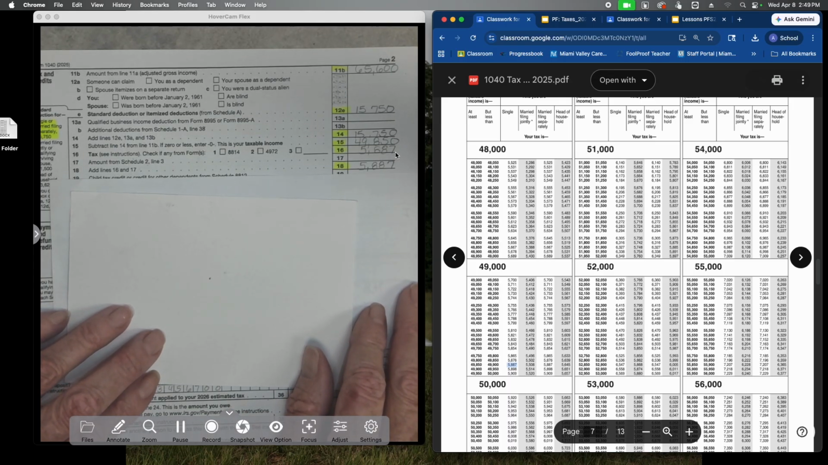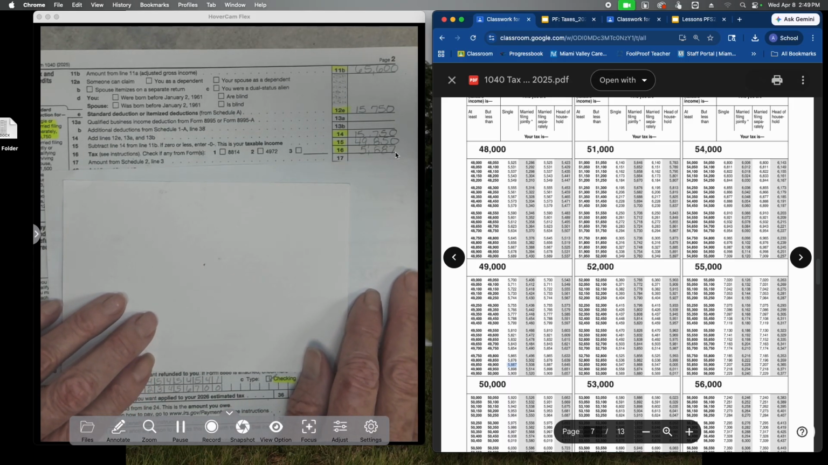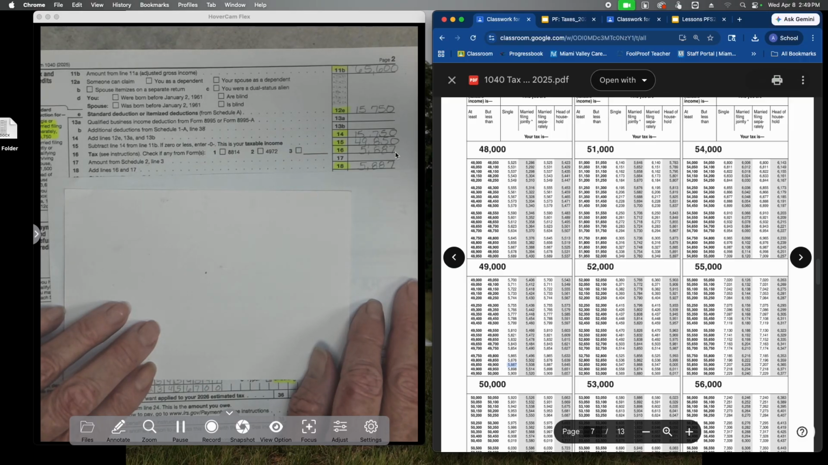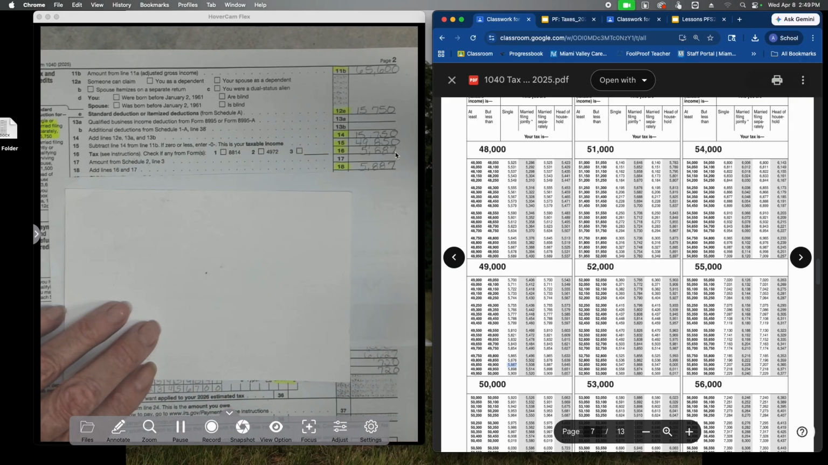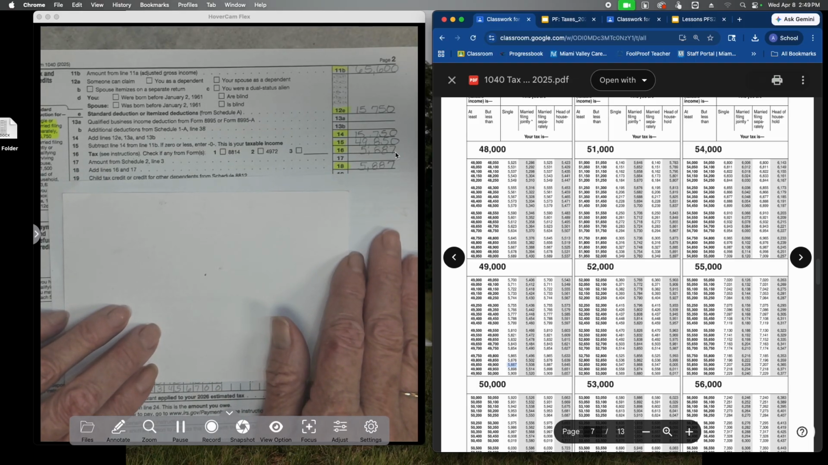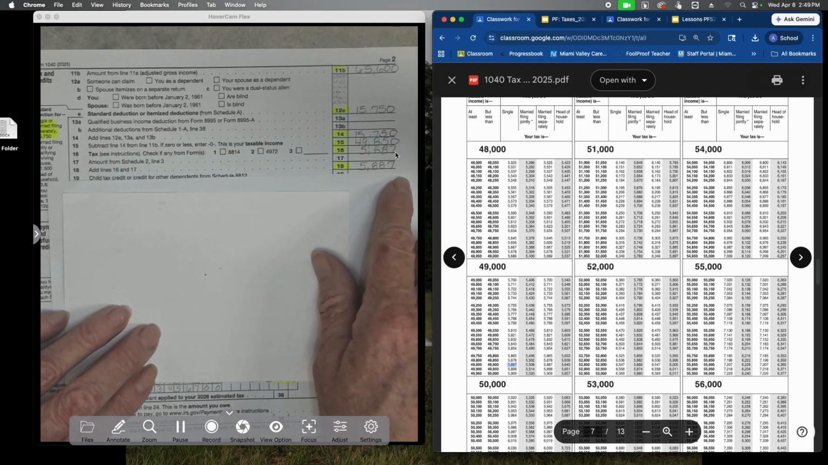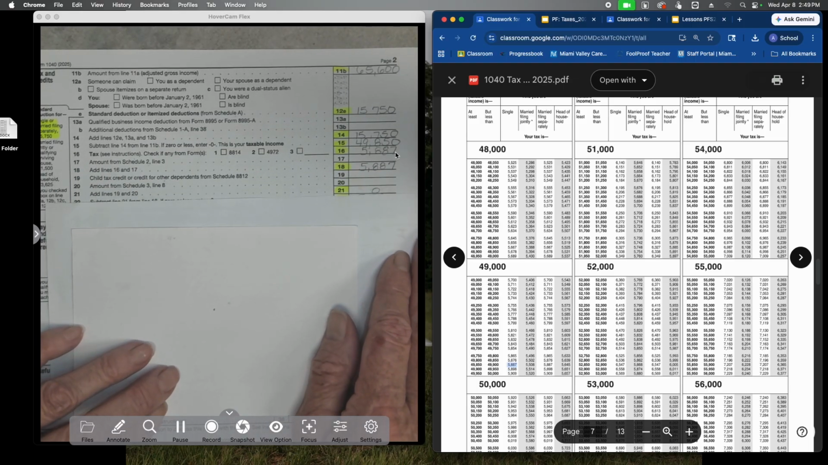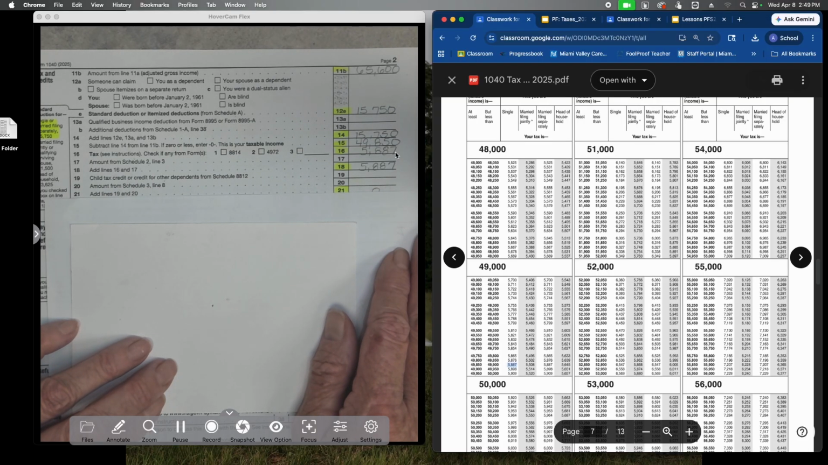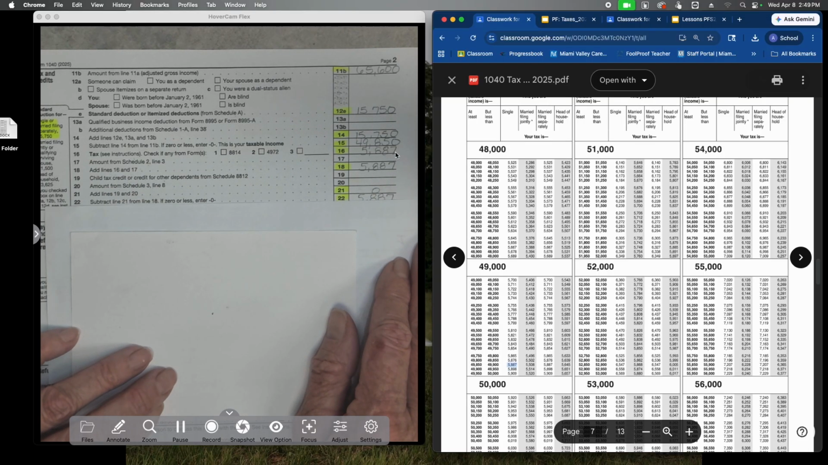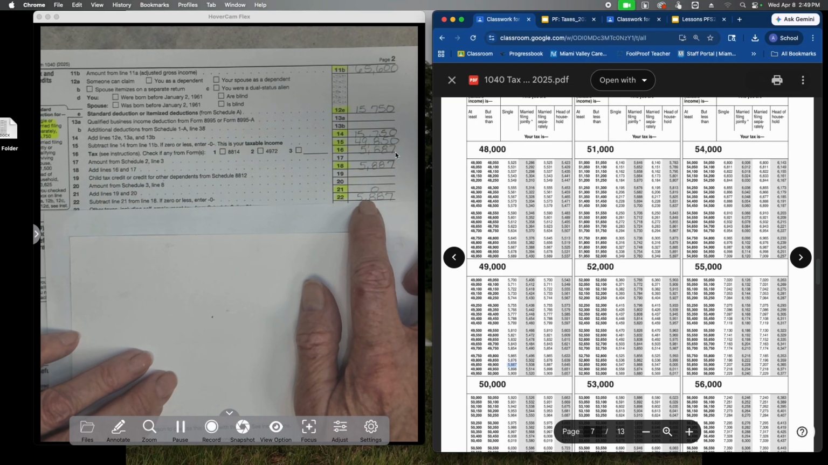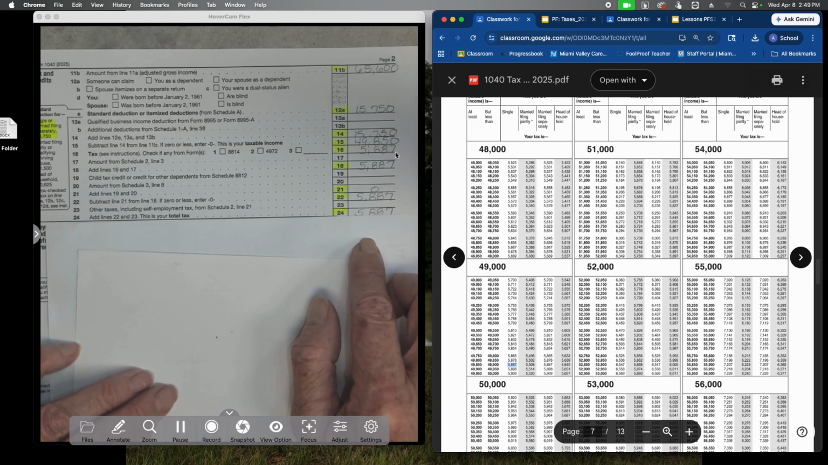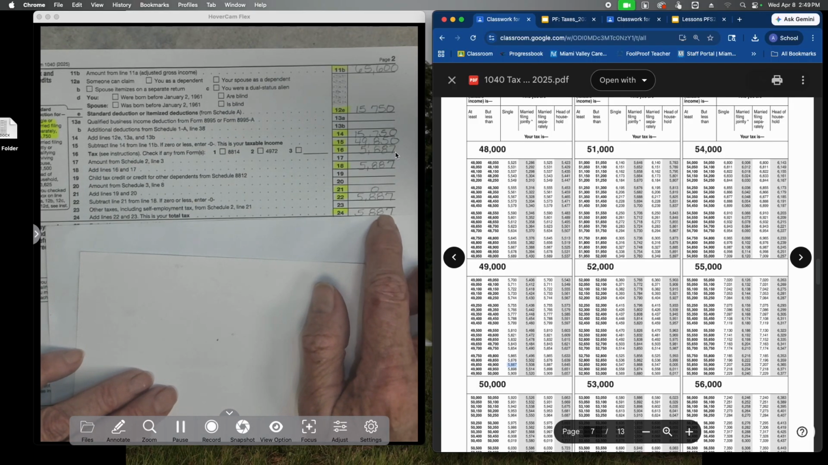Next thing we're going to do is we're going to skip Schedule 2. We don't have any of that. So there really isn't anything else he has except that credit. So we are going to put $5,887 here. He doesn't have anything else, so we add those lines together, 0. So this is going to end up being our total tax, $5,887.